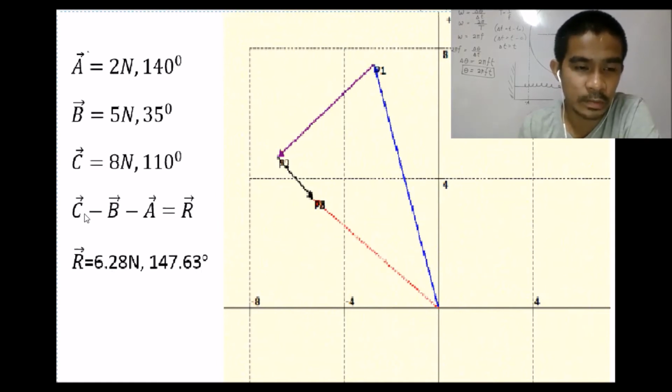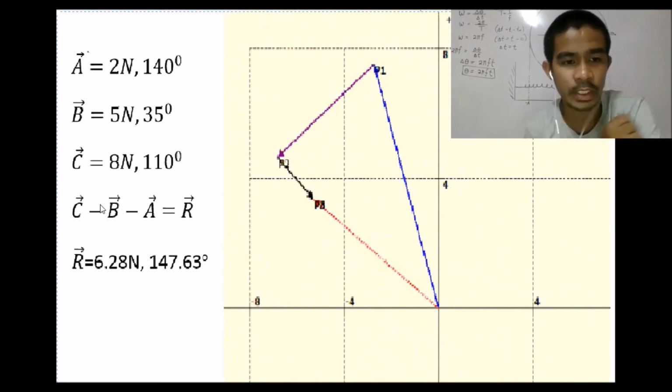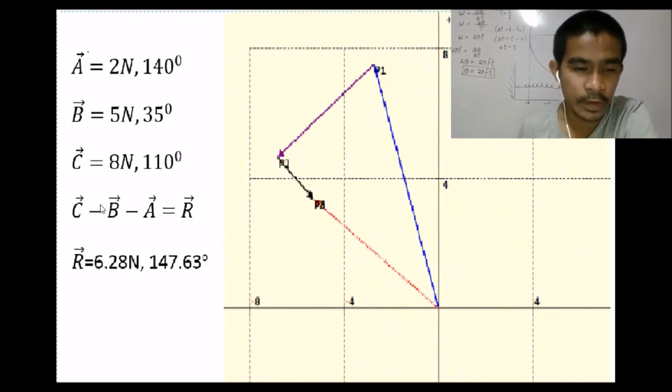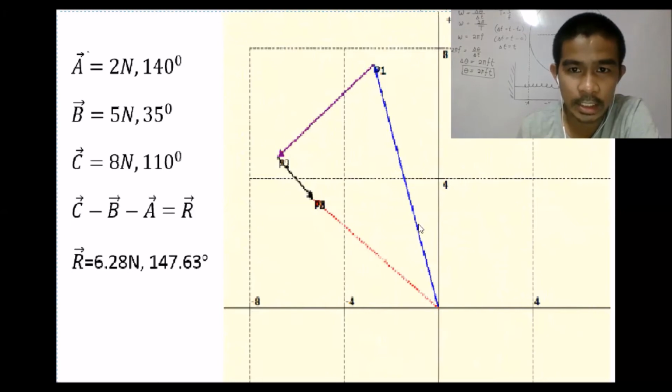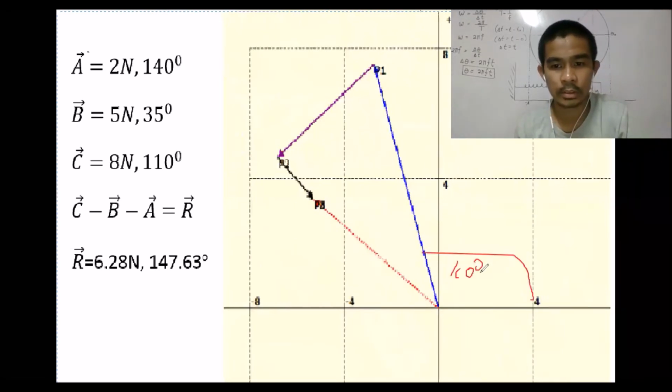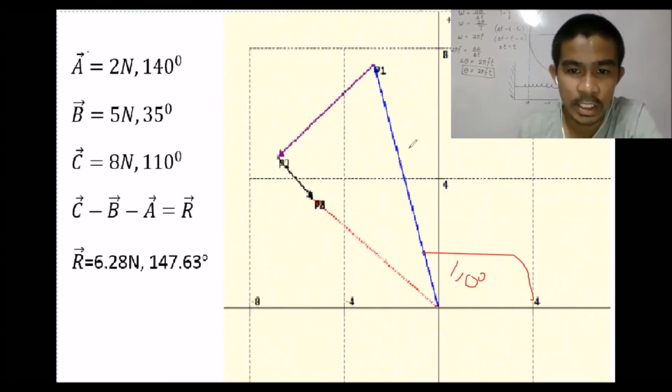So where is this vector C? In graphical method of determining the sum of vectors, we need to lay the vectors one after another by placing the tail of the succeeding vector to the head of the preceding vector. So here, the first vector, we have vector C. So this is vector C with magnitude 8 Newton, and it is 110 degrees from positive x-axis, and it has a magnitude of 8 Newton.